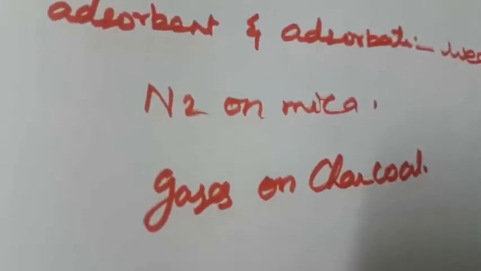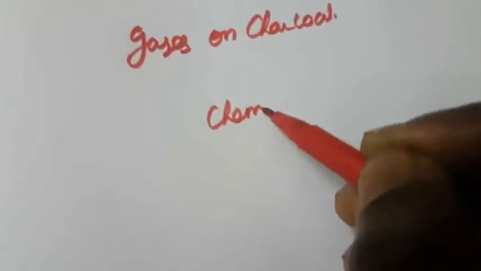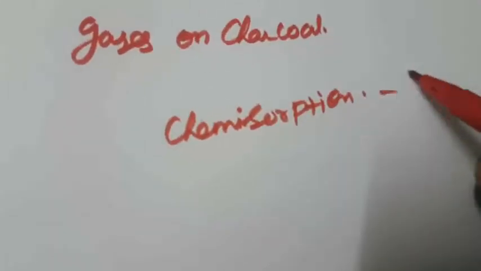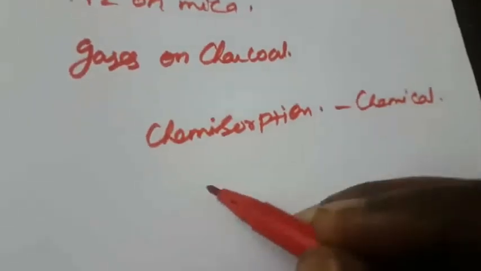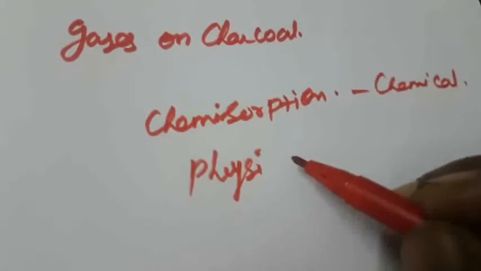Next, what are the distinctions between chemical and physical adsorption? Chemical adsorption is otherwise called chemisorption, which is the other name for chemical adsorption. And physical adsorption is called physisorption.